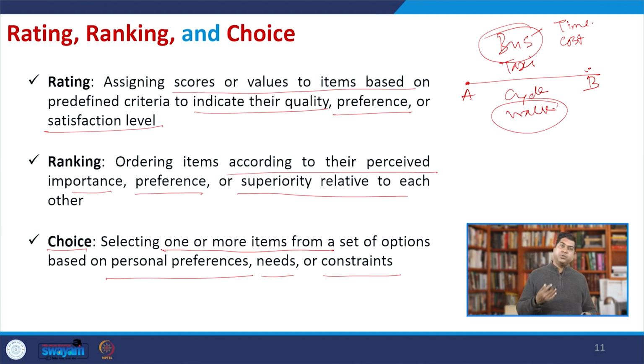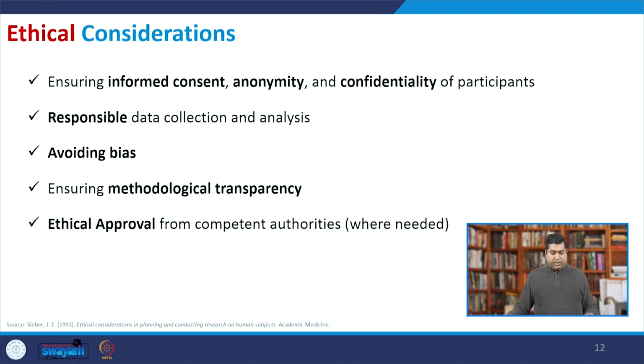So ranking is also important. Whenever you have a limited number of factors, you can still go ahead with ranking as a tool, but rating is something you can also apply for a large number of variables. And for the choice also, you cannot increase the number of alternatives too much, because then you have to make the trade-off. Now for behavioral study, it is very important to consider the ethical part of it.